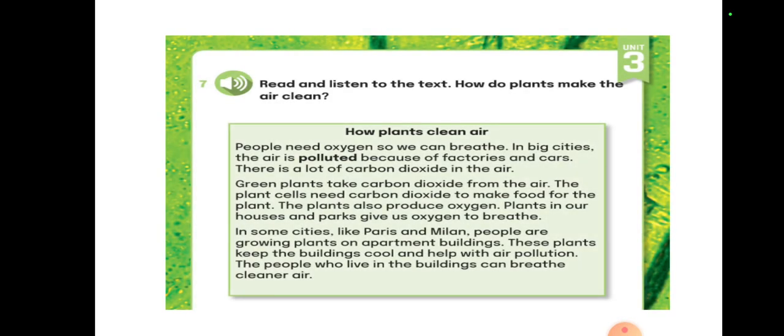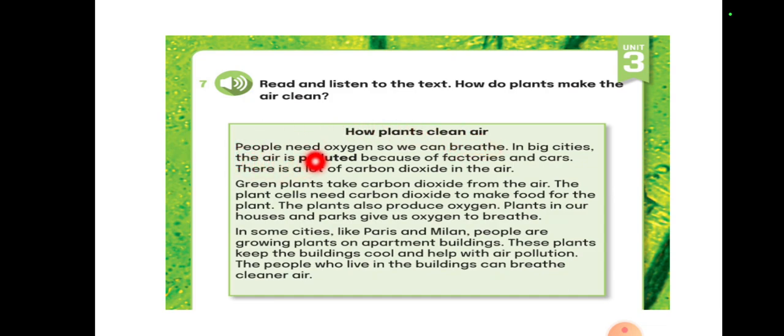And now we have here another text. Read and listen to the text. How do plants make the air clean? Listen. How plants clean air.